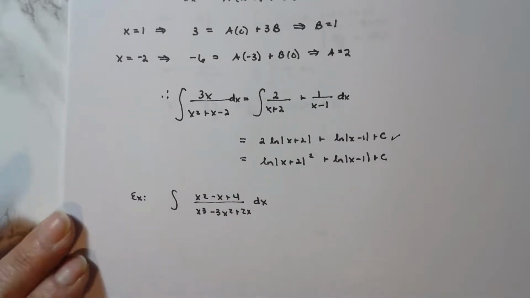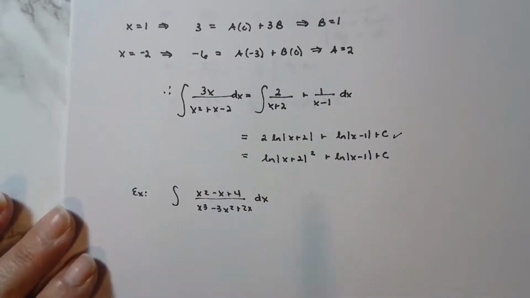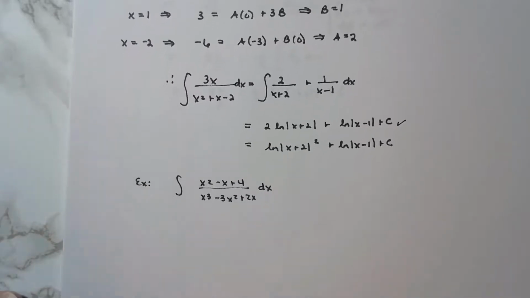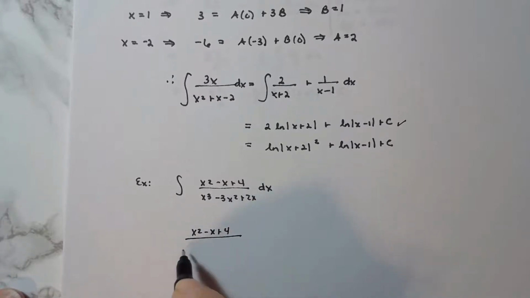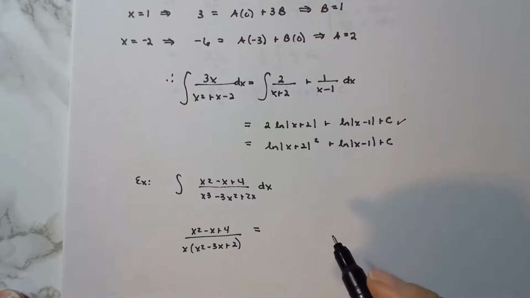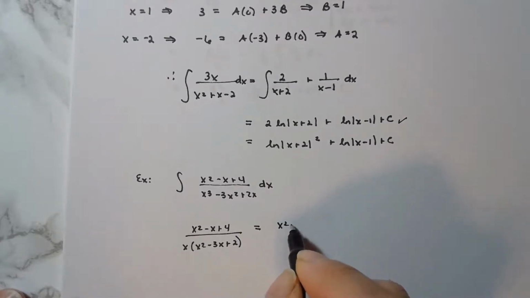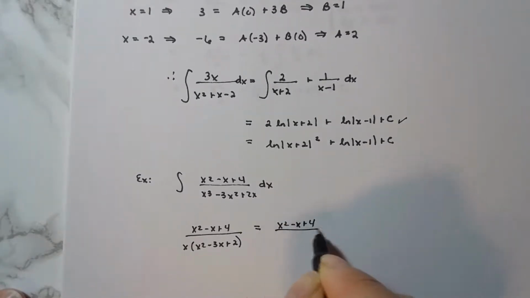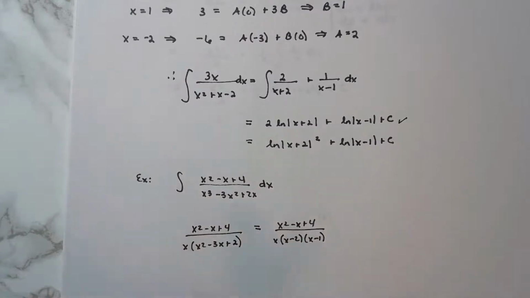Here's another one. Okay, so degree of numerator less than degree of denominator. So we've got x squared minus x plus 4 over, if I pull out an x, I'm going to have x squared minus 3x plus 2. And that can be further rewritten as x times x minus 2 times x minus 1, right? So I'm going to have 3 factors here.